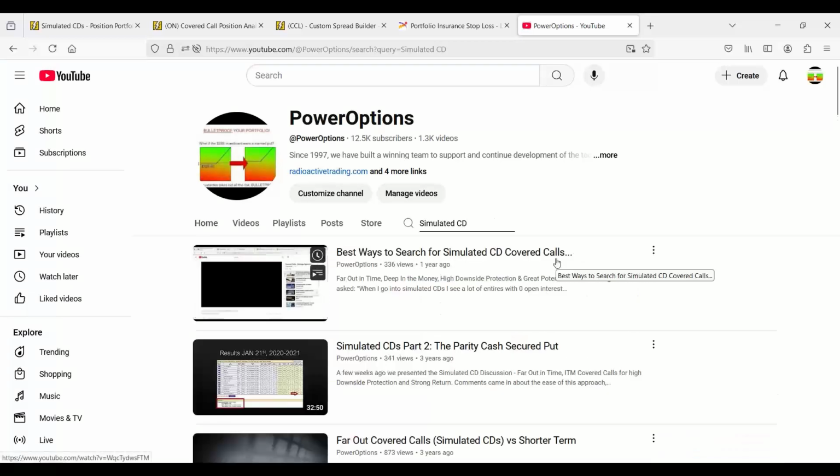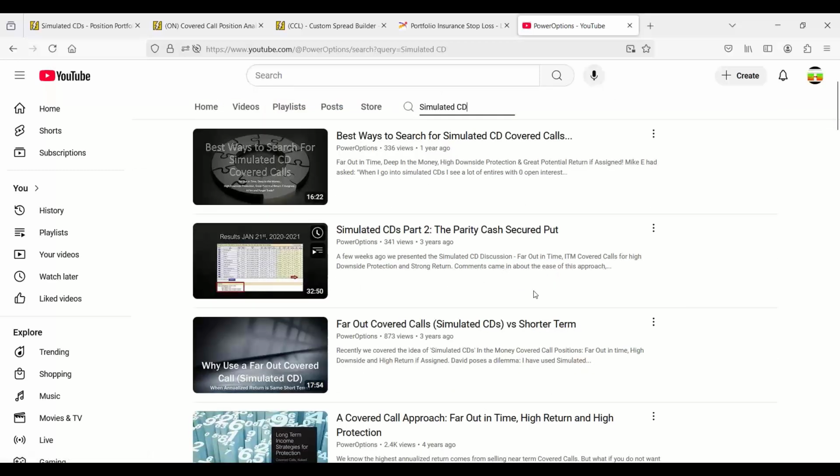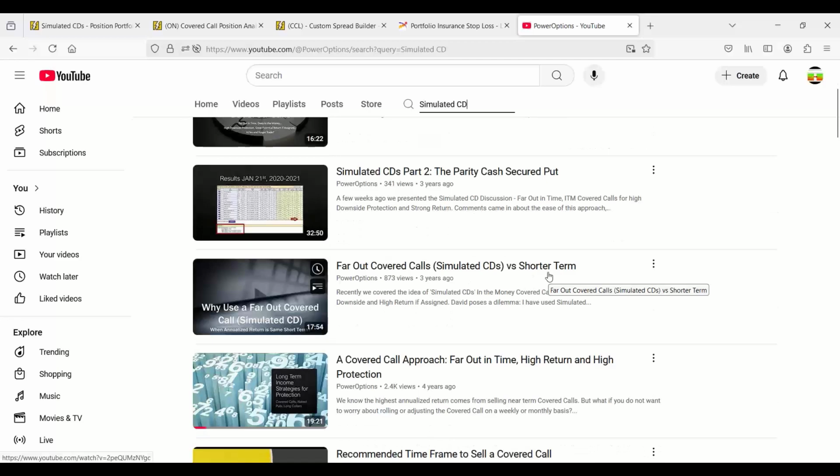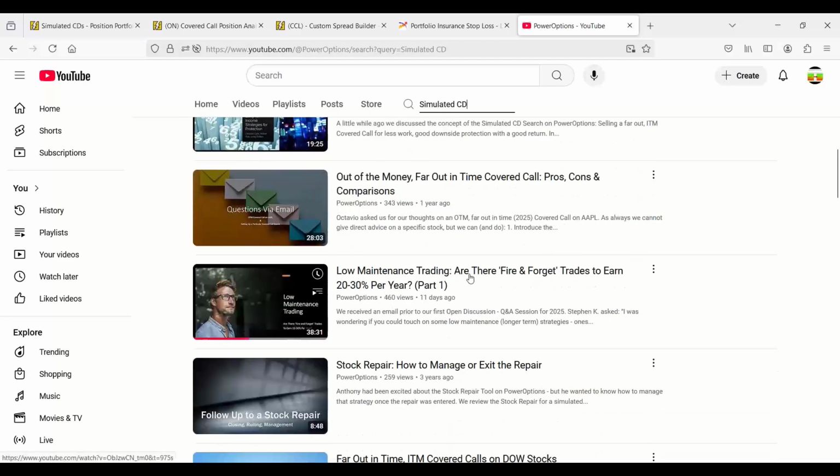And there's best ways to search for simulated CDs part 2, cash secured put parity, far out in time simulated CD versus shorter term. And we just did a recent presentation. There it is, low maintenance trading, or the fire and forget trades to earn 20 to 30% per year, part 1. We didn't quite see 20 to 30% yet on those positions we evaluated. There were some on the searches that offered that, both the live search today and the historical screen. One was close to it. That was AppLovin, which went from $83.24 to $342 in 2 months in that case.